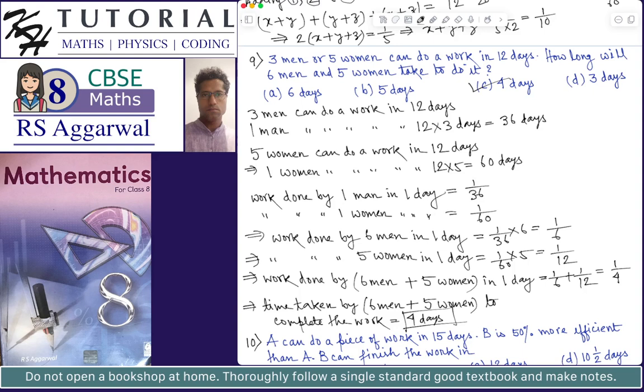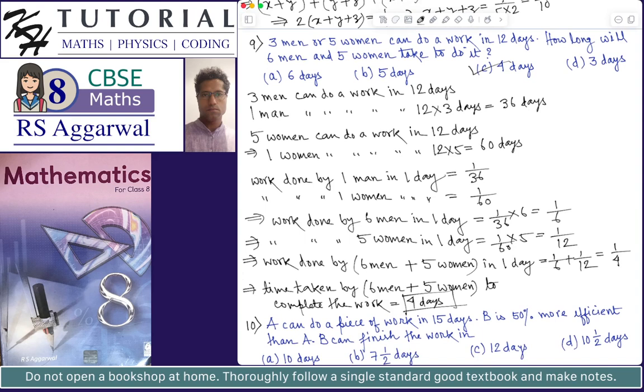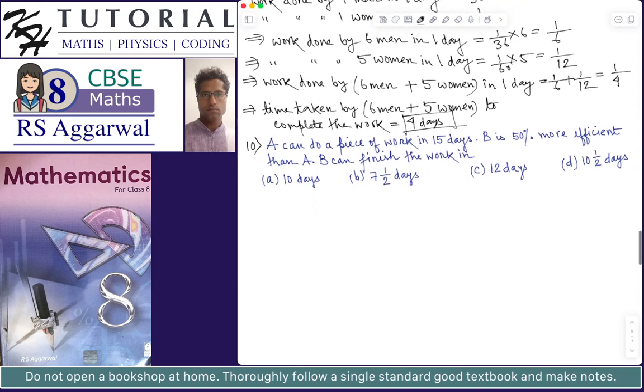So we can say just by using unitary method that work done by 6 men in one day will be 1 by 36 multiplied by 6, which is 1 by 6. Similarly, work done by 5 women in one day will be 1 by 60 multiplied by 5, which is 1 by 12. So now if we add up the work done in one day by 6 men and 5 women, we get 1 by 4. So we now have work done by 6 men and 5 women in one day is 1 by 4. From this fact, we can easily say that the total work will be done by 6 men and 5 women in 4 days. Okay. Let's see the next problem.